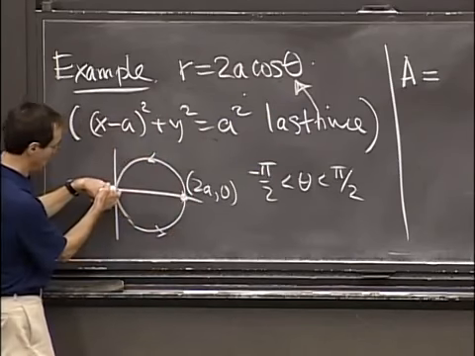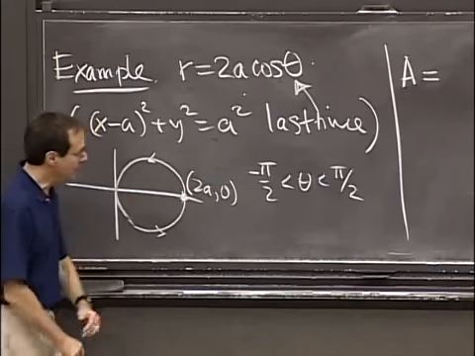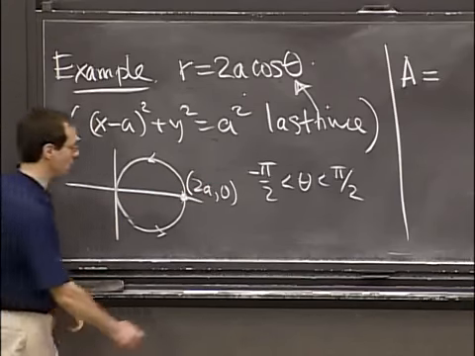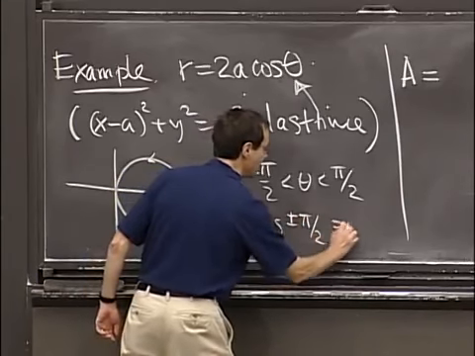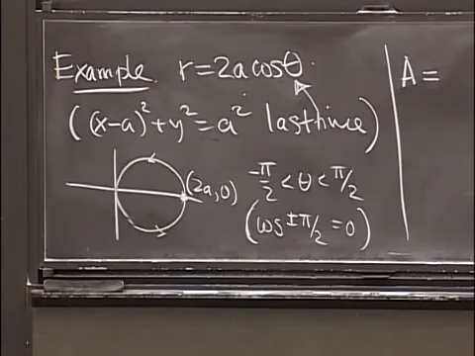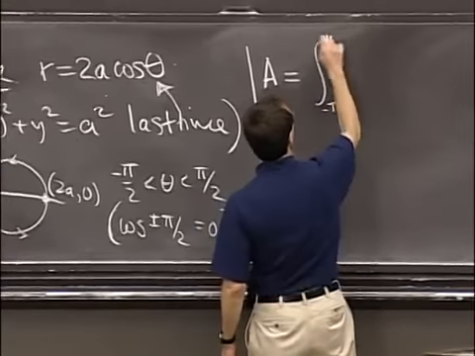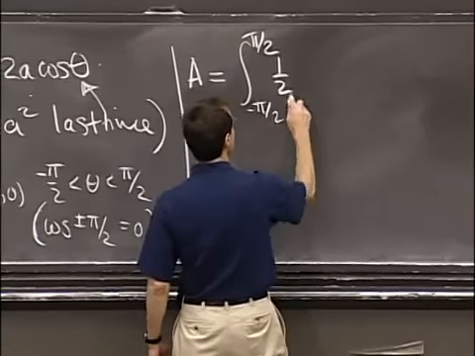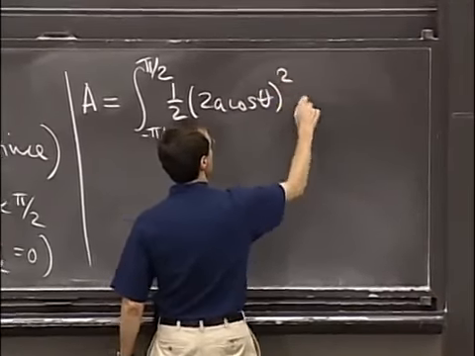So the thing encloses a region at these ends. So at the ends, cosine of plus or minus pi over 2 is equal to 0. That's what cinches this up like a little sack, if you like. All right, so the area is now going to be the integral from minus pi over 2 to pi over 2 of 1/2 times the square of r, that's 2a cosine theta squared d theta.